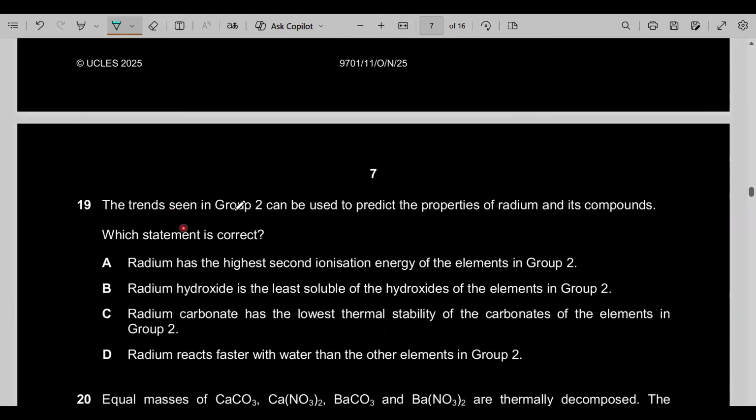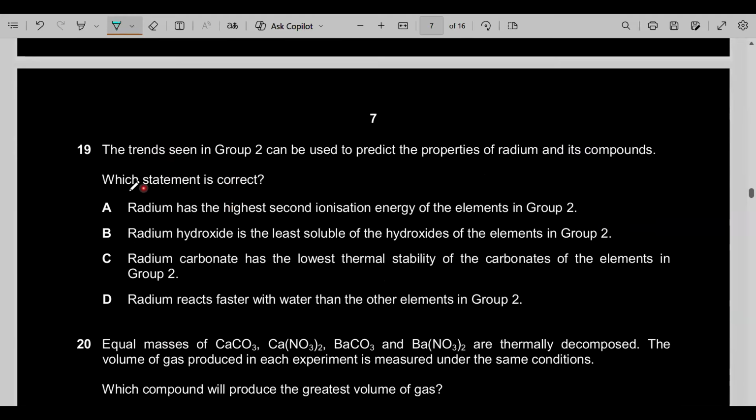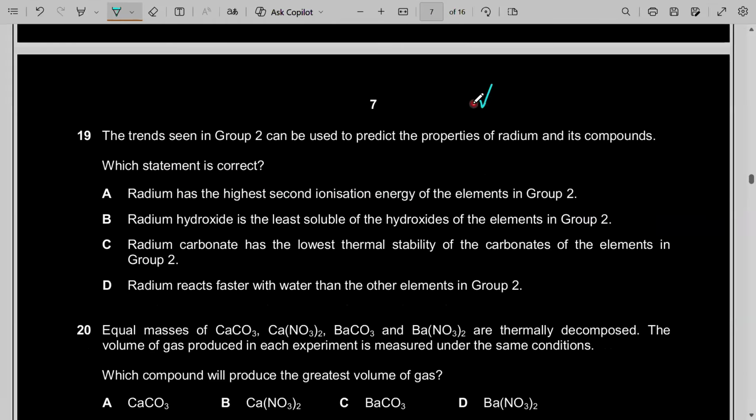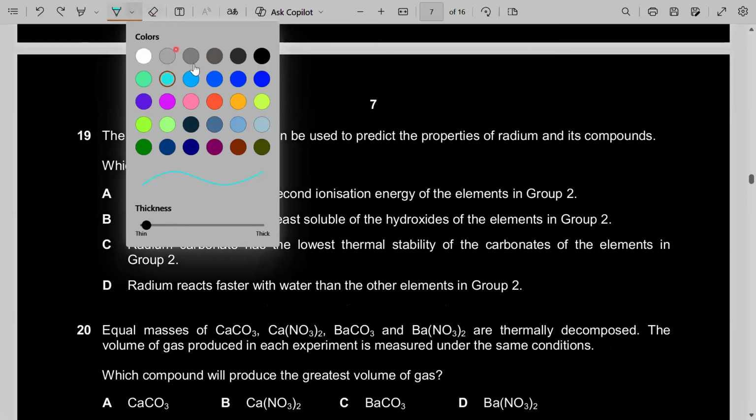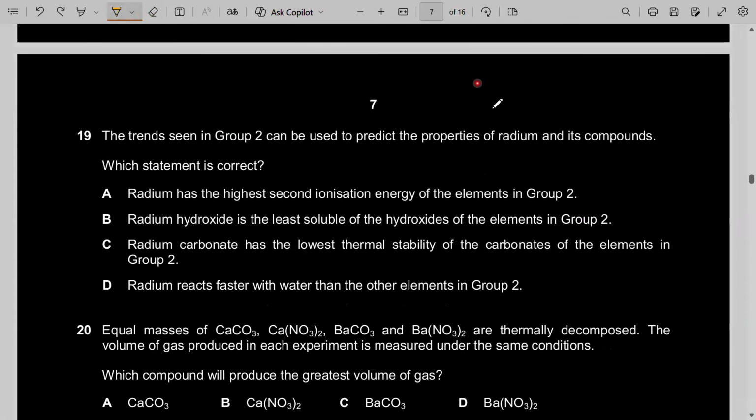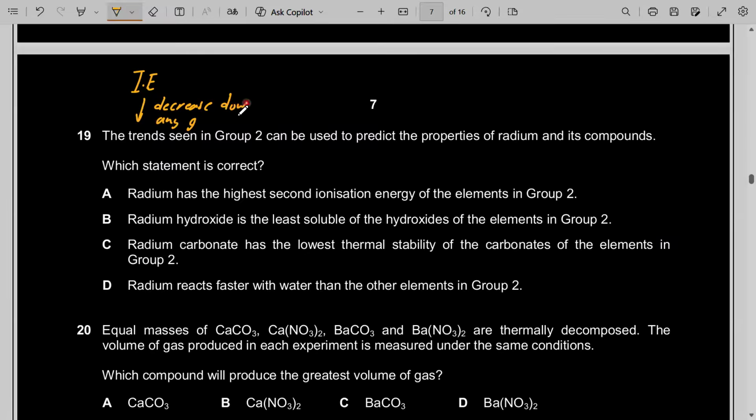Question number 19. We have to verify the trends. So A option says radium has the highest second ionization energy. If we move down any group, it could be group one, group two, group three, group four, whatever group it is, then moving down the group, the ionization energy does not increase, rather it decreases. Ionization energy decreases down any group. So A becomes wrong for this reason.